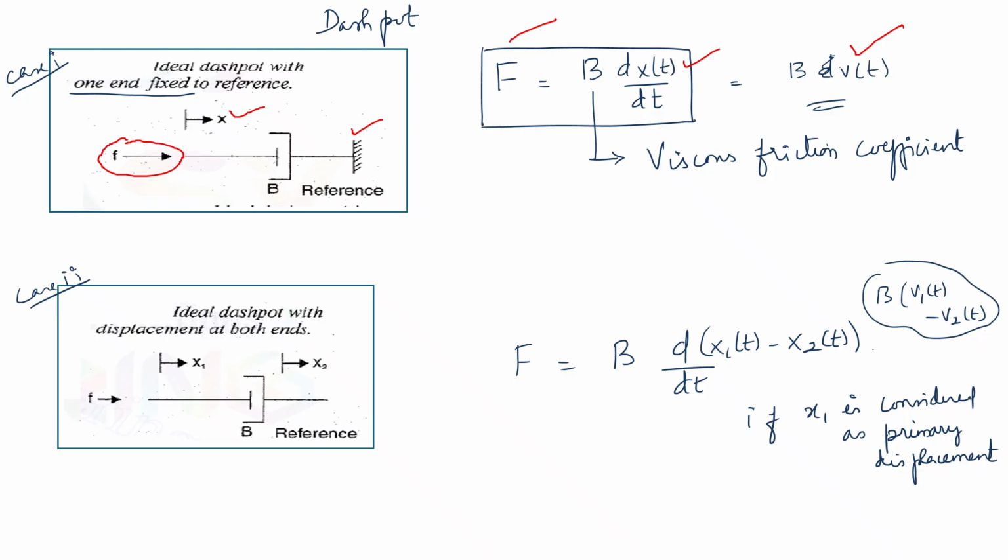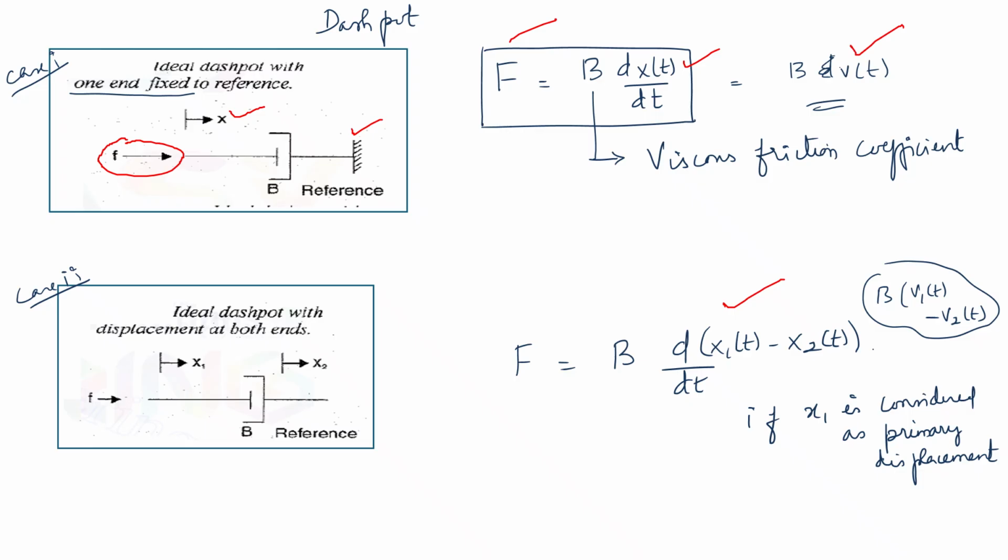Let us consider case 2, where the viscous friction coefficient is not fixed to another end. So the force applied might result in a differential displacement. It might be d by dt of x1 minus x2, which is represented here. So force is equal to B into d by dt into x1 of t minus x2 of t, if x1 is considered as the primary displacement.